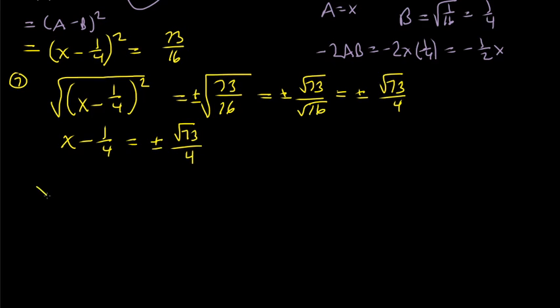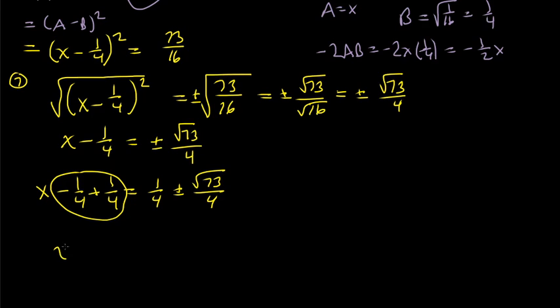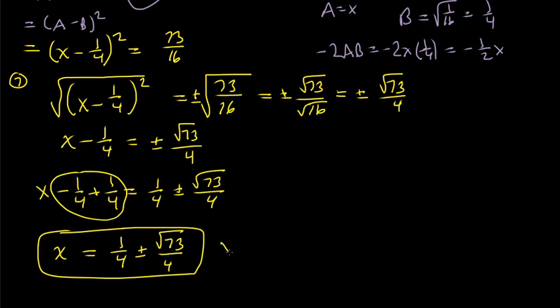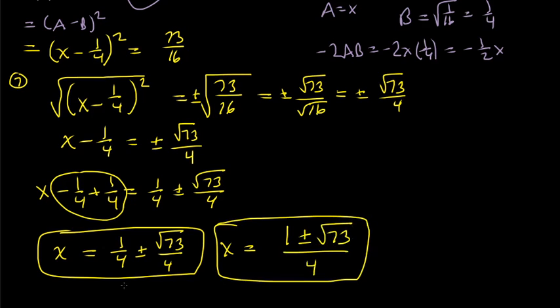Now, all we're going to do is just add the 1/4 to both sides. So we're going to add 1/4 to the left side, add 1/4 to the right side. This is 0, so x equals 1 over 4 plus or minus the square root of 73 over 4. And you could leave it like that, or you could say we have a common denominator of 4. So I'm just going to add and subtract the numerators. This is 1 plus or minus the square root of 73 all over 4. So I'm happy with either at this point.